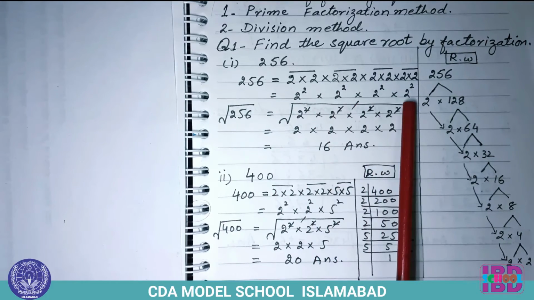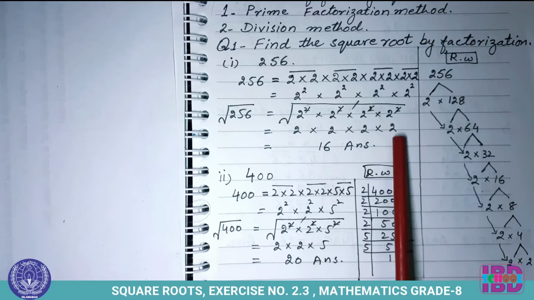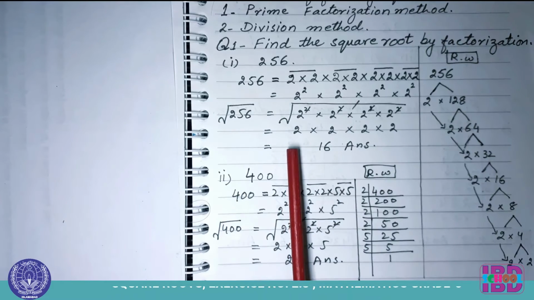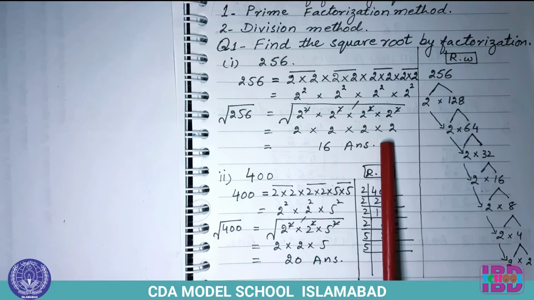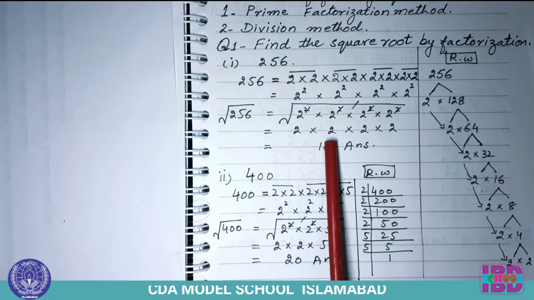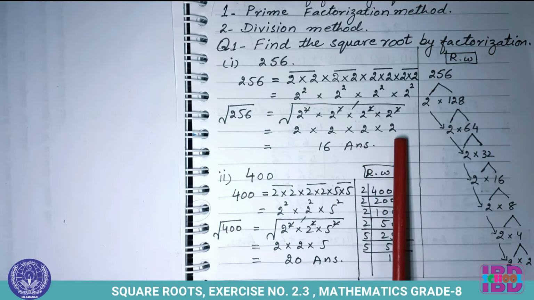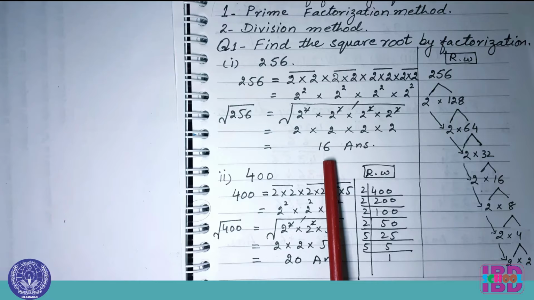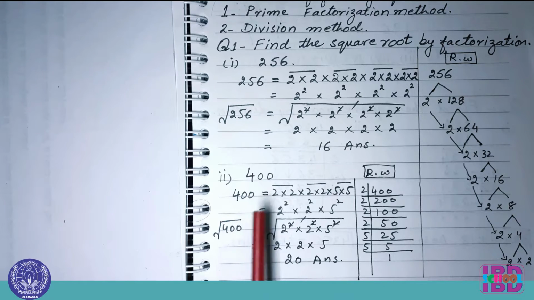In the next step, we take one factor out of each pair, which are 2 into 2 into 2 into 2, and the last step is to multiply all these chosen numbers and find 2 into 2 is equal to 4 and 4 into 2 is equal to 8 and 8 into 2 is equal to 16. So the square root of 256 is 16. In the same way, we can solve all the other parts of question 1.